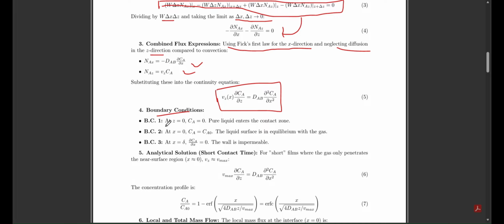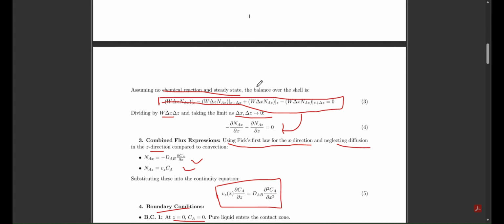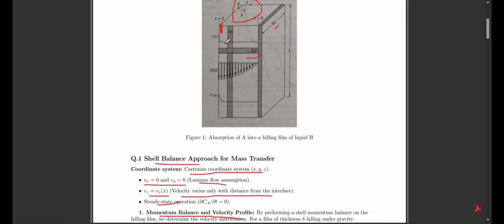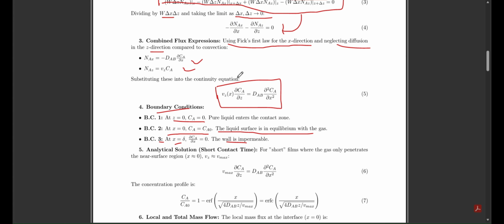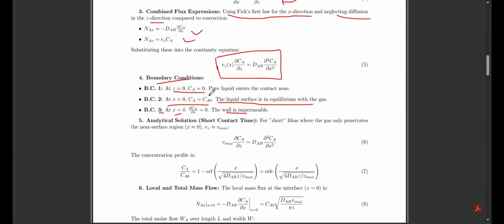Now we are going for the boundary conditions. The first boundary condition is at z equals 0, C equals 0, which means that at z equals 0, where the pure liquid enters, our C equals 0. The second boundary condition is that at x equals 0, C equals C naught, which means the liquid surface is in equilibrium with the gas. The third boundary condition is that the wall is impermeable. At x equals delta, this is the wall, so at x equals delta, del C_A by del x equals 0.